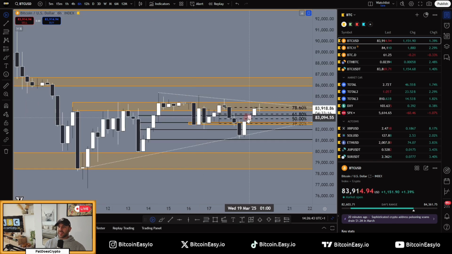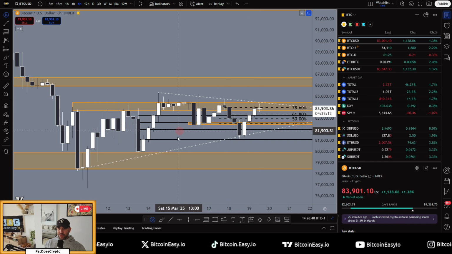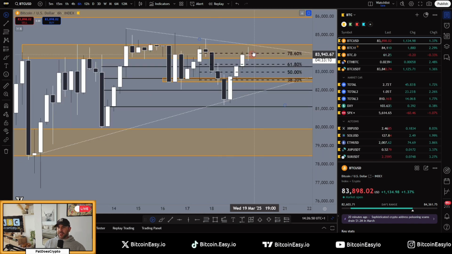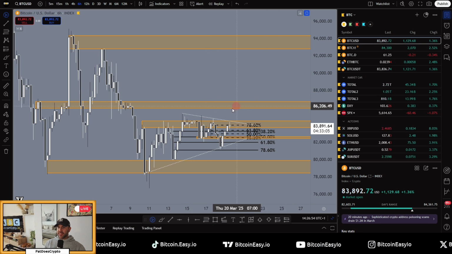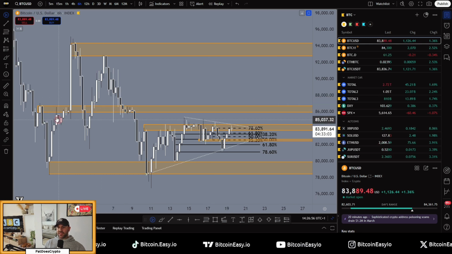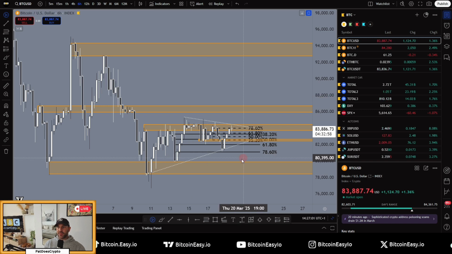That would then also set us right above the downsloping resistance line from the symmetrical triangle, right? And if we get above there, then it becomes very clear where our target lays as well. 86K range, coming from previously strong resistance and support levels, as well as the CME gap that we saw earlier.